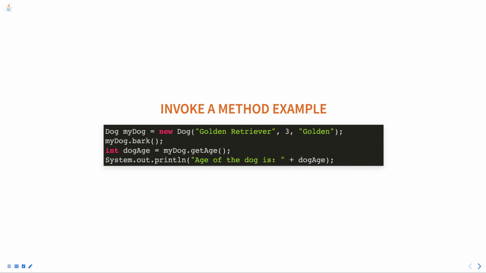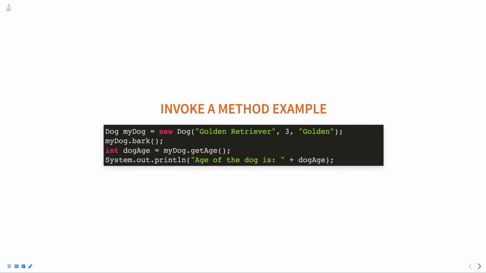In this example, the object myDog is created and its fields breed, age and color are accessed and assigned values. Then the object's methods bark and getAge are called by using the dot operator on the object myDog. The first method call, myDog.bark, doesn't take any parameters and it doesn't return any value.